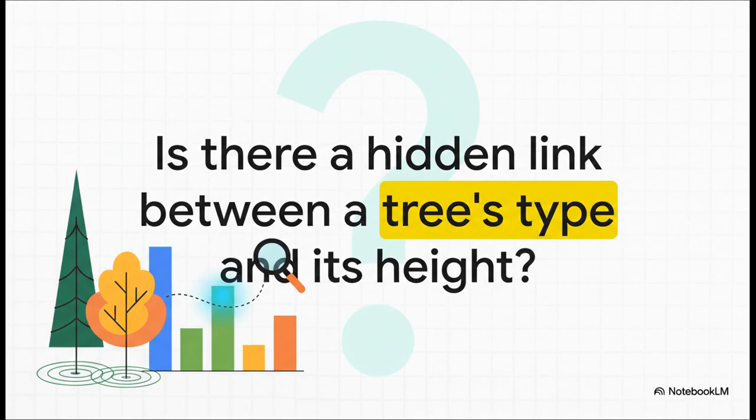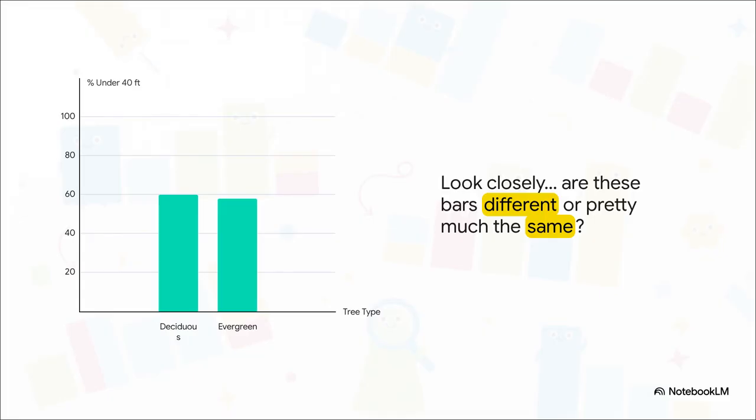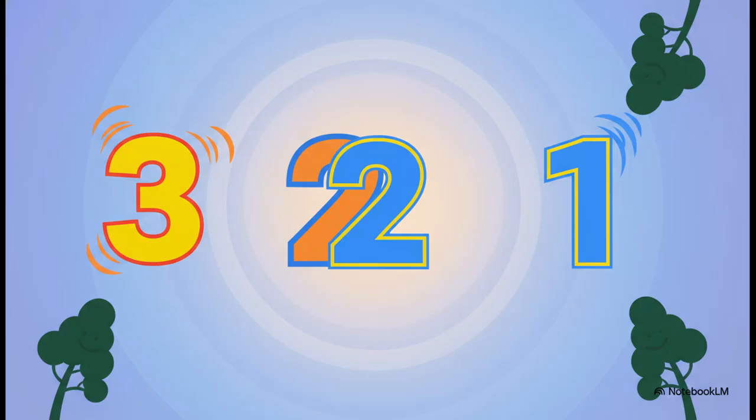All right, you get the idea. Now it's your turn. Have a look at this data about trees. Can you find a link between the type of tree and whether it's tall or short? Okay, here are the bars for deciduous trees and evergreen trees. What do you think? Are they telling different stories, or are they basically the same? Got your answer? Let's see.